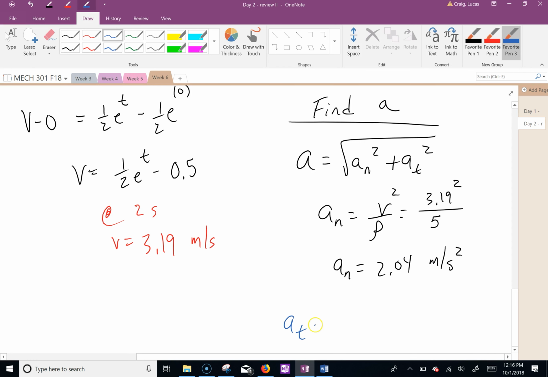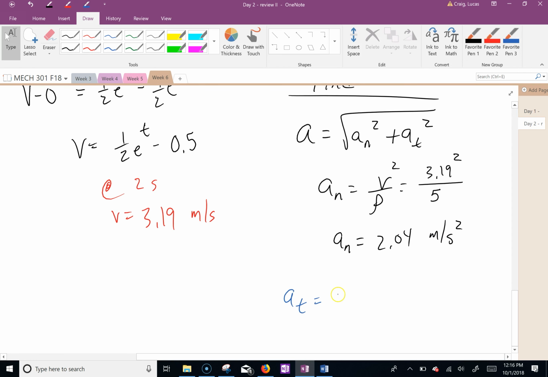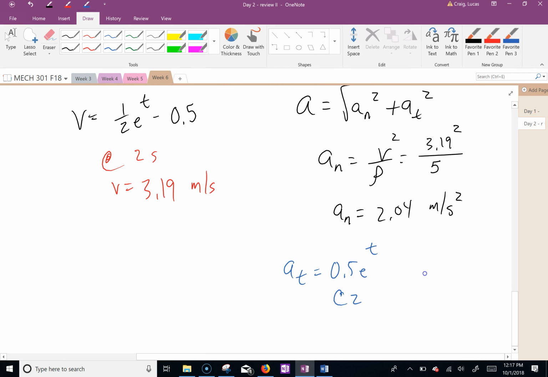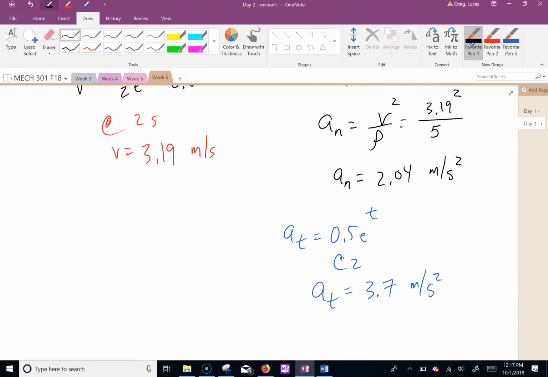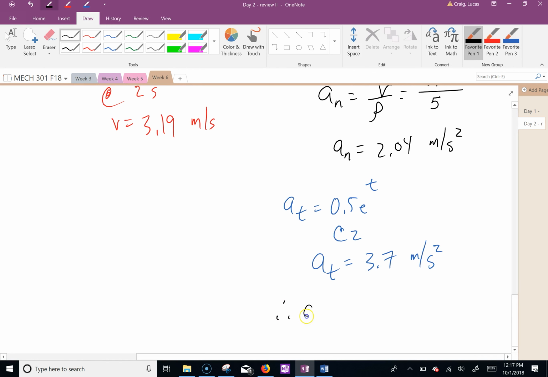And then at, you just plug in 2 seconds. It was 0.5 e to the t at 2 seconds. at is 3.7 meters per second squared. And then finally, you plug it back in, you get 4.22.